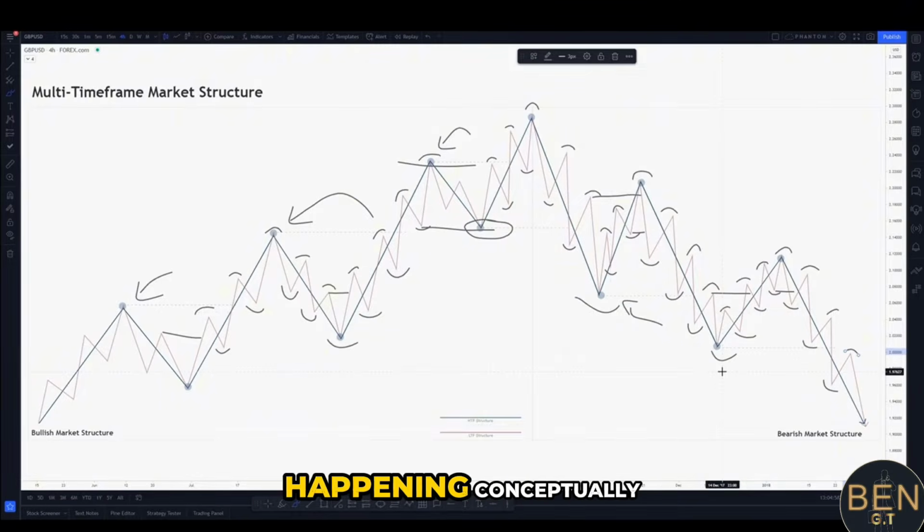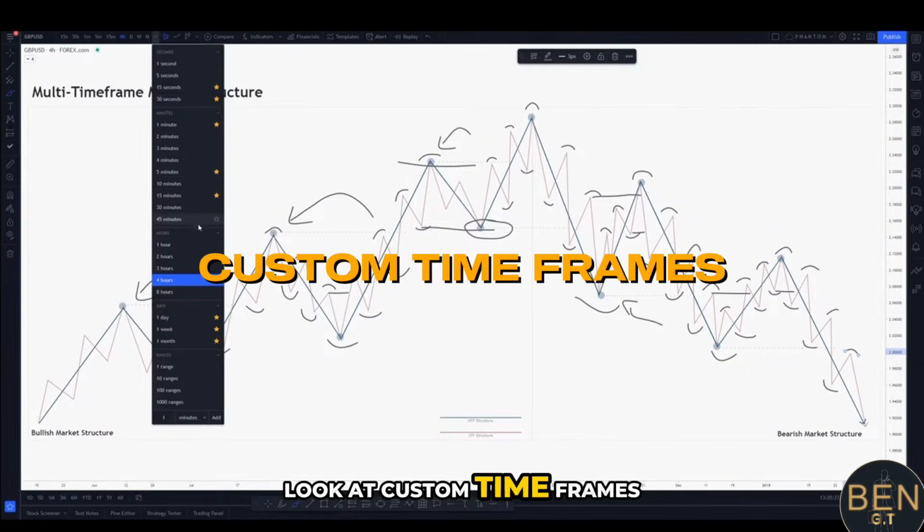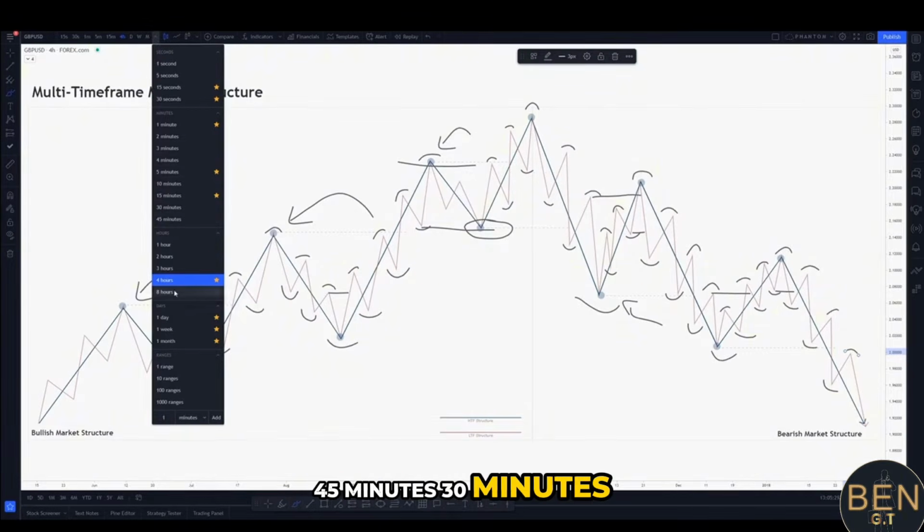And this is what is happening conceptually on all time frames, because what essentially time frames are on a price chart are just a series of data that you can graphically depict using different time frames. The time frames themselves are just different ways of viewing that data, which is why you can pick different time frames, and why if you're using TradingView, for instance, you can look at custom time frames like 45 minutes, 30 minutes. You can use 8-hour time frames, 3 hours, 2 hours. At the end of the day, the time frames you use are ultimately up to you in terms of what data you're hoping to gain from the chart.